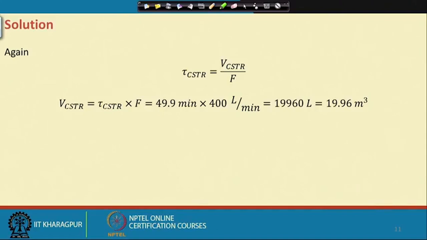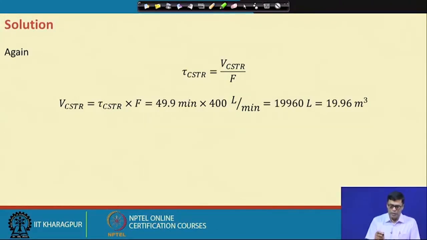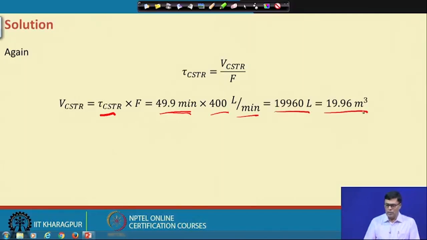Now once you know tau CSTR, what is our equation? The equation is tau CSTR equal to V CSTR by F. We already know the flow rate is 400 liters per minute and we have the time. Sometimes, let me tell you, when you are given this unit, you should be very careful about the unit of the flow rate. If it is per day or per hour and your tau CSTR is in minutes, you have to convert it into per minute, and then you multiply to get the volume of the reactor.